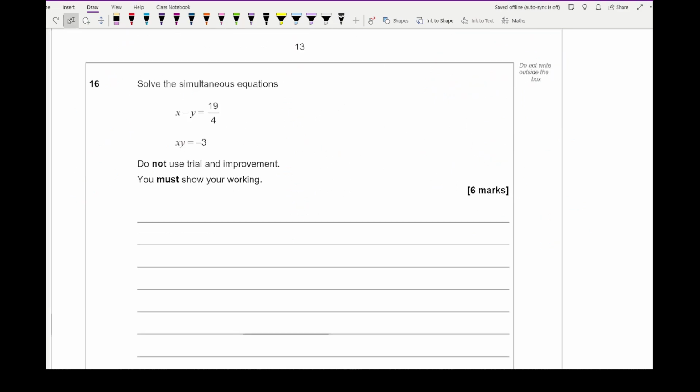Now moving on to question 16, it says solve the simultaneous equations x minus y equals 19 over 4, xy equals minus 3, and we can't use trial and improvement. So for this, the first thing you want to do is make one letter the subject in this equation here. So I'm going to go for making x the subject, and what we end up with is y plus 19 over 4. Substituting that into this, what we end up with is y lots of y plus 19 over 4 equals minus 3. And then let me just make that 3 a little bit neater.